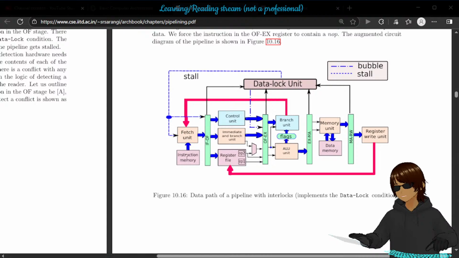Fetch unit, instruction. This is the instruction fetch stage. Operation fetch stage. But then the register write unit, it goes back here, right? Then this over here. Okay, data lock unit. Stall bubble.